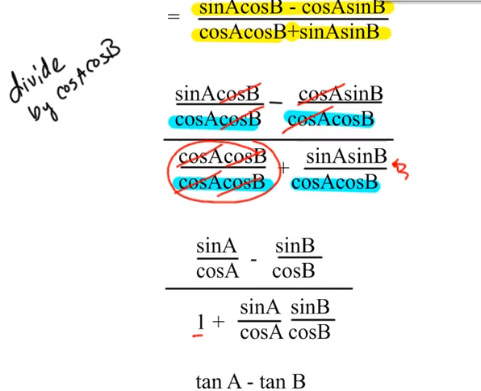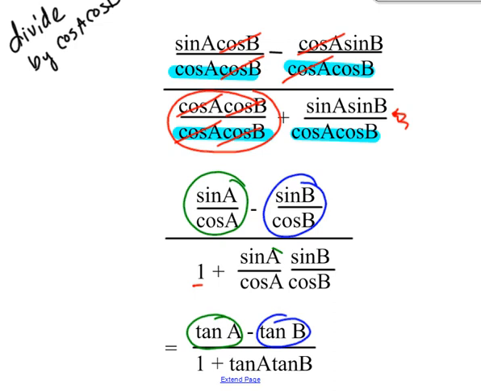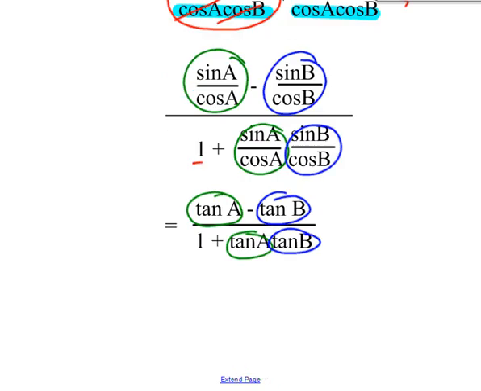All right, since this is all about tangent, we're now going to turn those into tangent. So we know that sine of A over cosine of A is tangent of A. Sine of B over cosine of B is tangent B. And then sine of A over cosine of A is tangent A again, and sine of B over cosine B is tangent B. So we just proved the property for tan of A minus B. Okay, notice it's a minus sign on the top and a plus sign on the bottom.